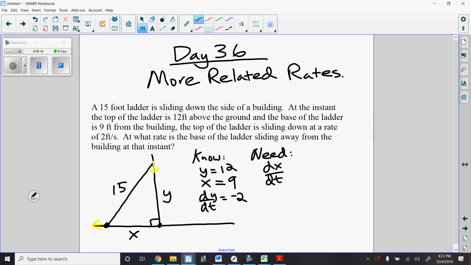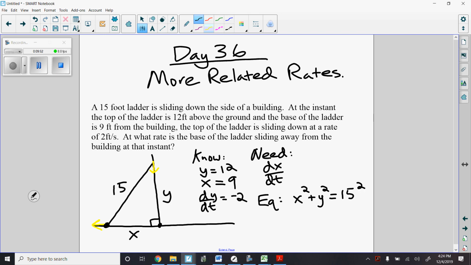Okay, next. I need an equation that relates everything here. And again, anytime we see a right triangle with sides, we should be thinking the Pythagorean theorem. And that's what we're going to do here. But when we write our equation, it's important to know that x is varying, y is varying, but 15 is not. So my equation should look like x squared plus y squared equals 15 squared.